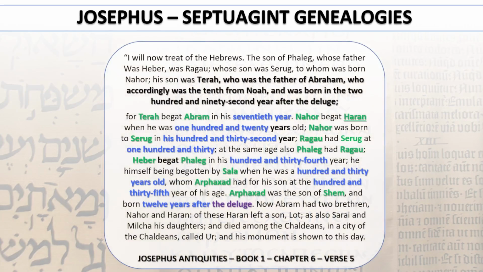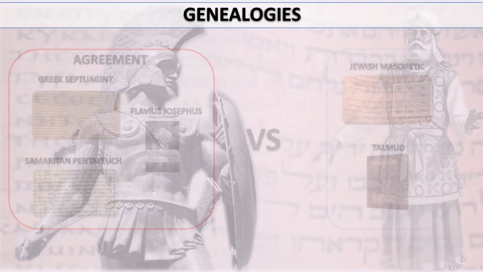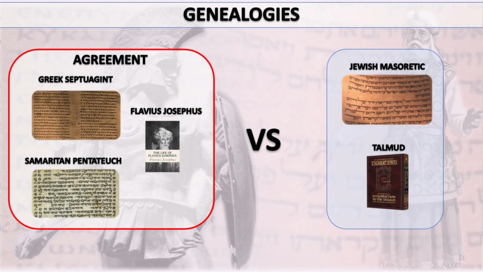Right? Josephus, first century Levitical priest. Now there's a problem here, and we're going to cover this, the Josephus mystery. We're going to go through it later, but notice that down here, Josephus is adding the 100 years, using a genealogy similar to the Samaritan Pentateuch and the Greek Septuagint. All right? So what that means is these are in agreement, and they're against the Jewish Masoretic and the Talmud. Right? So this is why the Jews had to change all those genealogies.